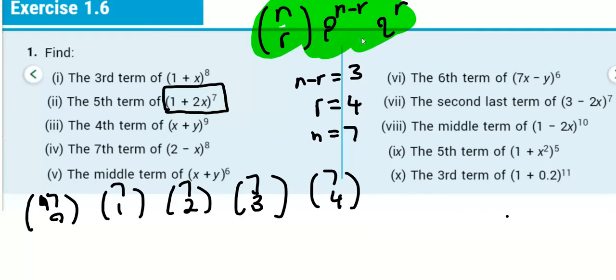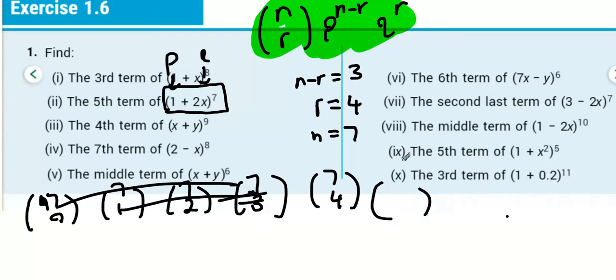Okay. Next thing then. Now, is everybody happy that p is the number 1 and q is the number 2x? No bother. 7C4, just get rid of all these that came before. 7C4, the first one to the power of, what's n minus r? 3. And it's 1 to the power of 3. And then the other one, 2x to the power of 4.